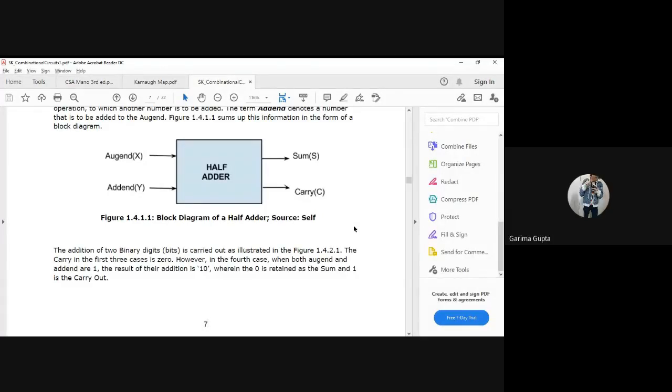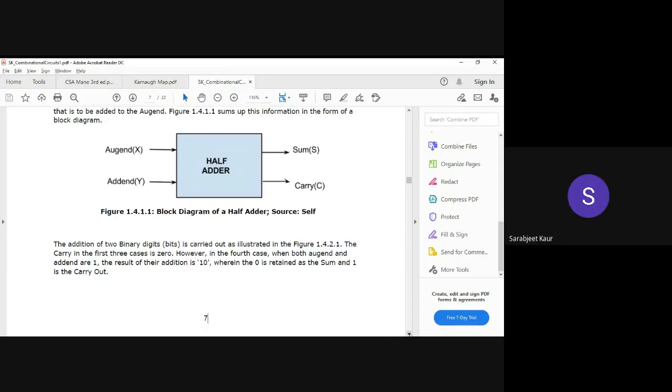The addition of two binary digits (bits) is carried out as illustrated in figure 1.4.2.1. The carry in the first three cases is 0. However, in the fourth case, when both the augend and addend are 1, the result of their addition is 10, wherein the 0 is retained as the sum and 1 is the carry out. Let me just explain this.